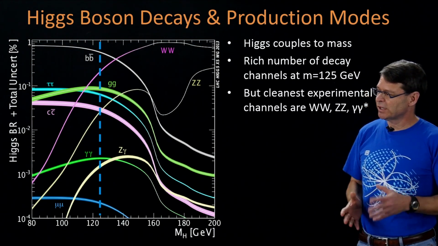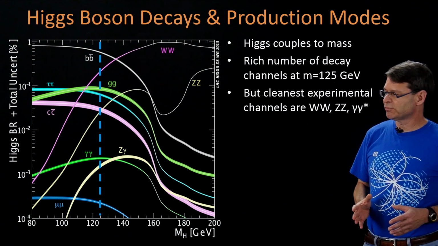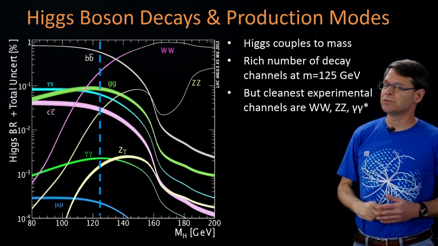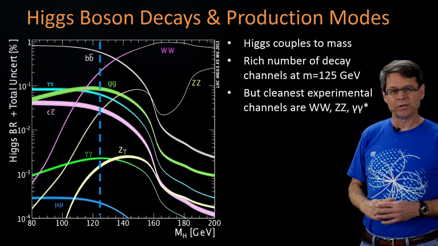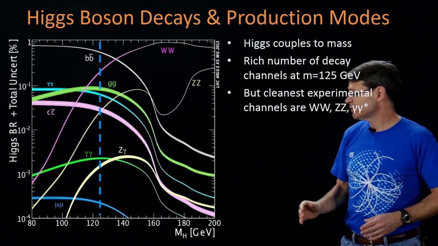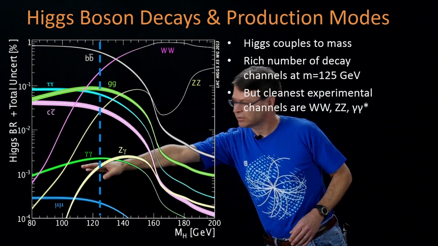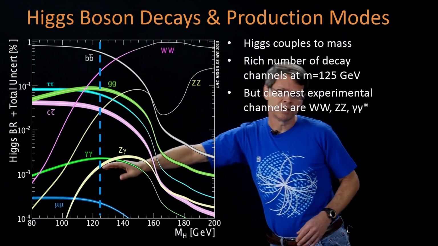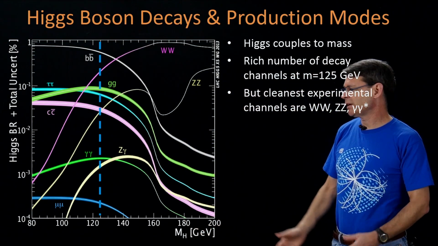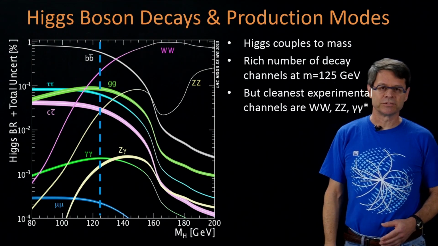But experimentally, as I'll come to, the cleanest signatures will be, for example, to 2 Z bosons, 2 W bosons, and also 2 photons. Notice here that there's a 2 photon curve that's got a branching fraction of around 10 to the minus 3, 1/1000.